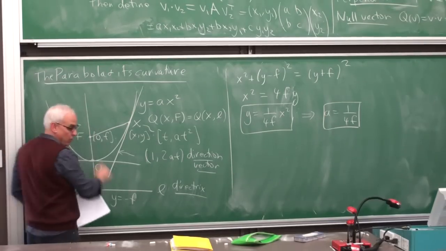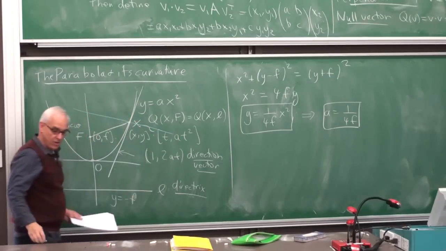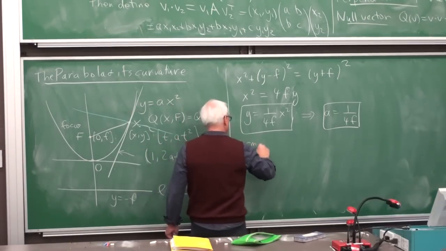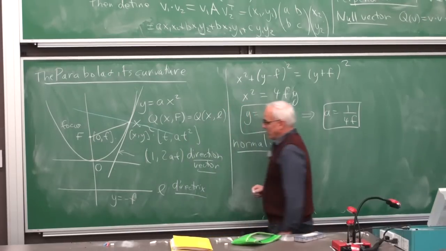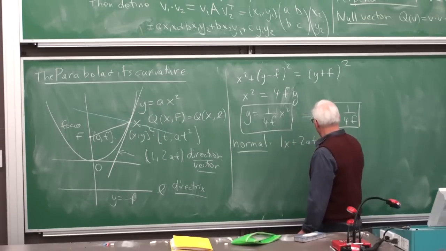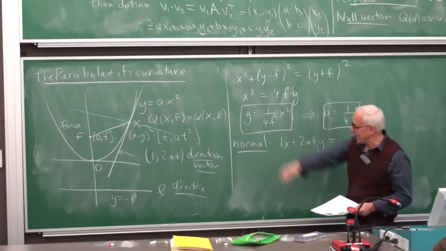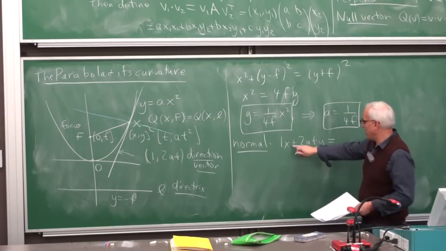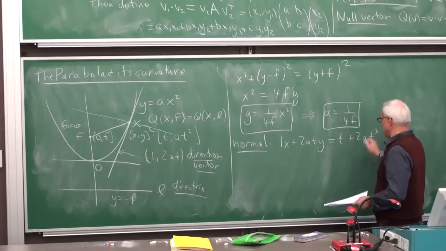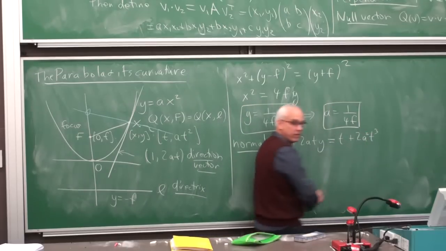And that means that the normal at this point here will be a line which has the equation 1 times x plus 2at times y. And then it's got to go through the point (t, at squared). So if I plug in (t, at squared), I get t plus 2a squared t cubed. There should be a square here. Thank you.